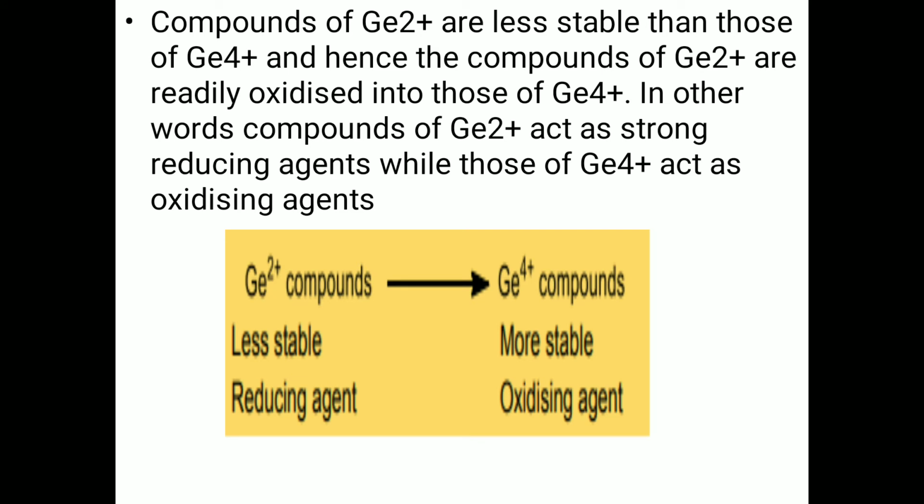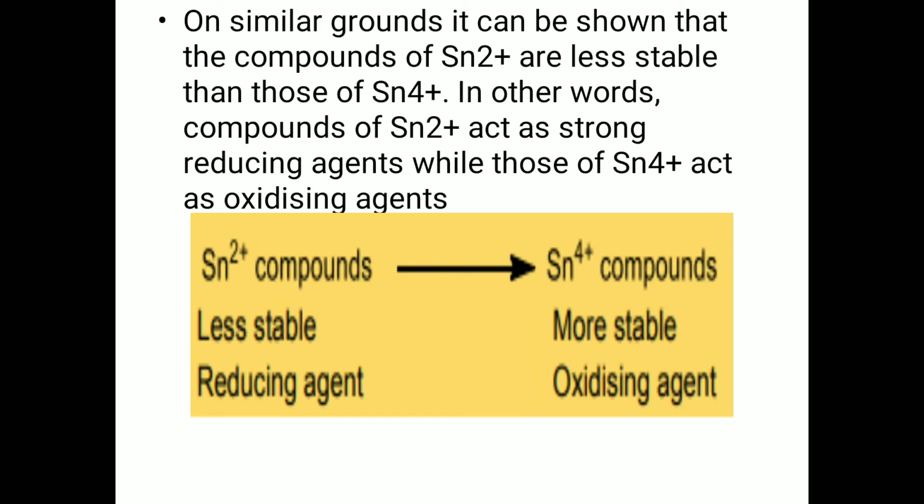Compounds of germanium 2 are less stable than those of germanium 4, and hence the compounds of germanium 2 are readily oxidized into those of germanium 4. In other words, compounds of germanium 2 act as strong reducing agents while those of germanium 4 act as oxidizing agents. On similar grounds, it can be shown that compounds of tin 2 plus are less stable than those of tin 4 plus oxidation state. In other words, compounds of tin 2 plus act as strong reducing agents while those of tin 4 plus act as oxidizing agents.